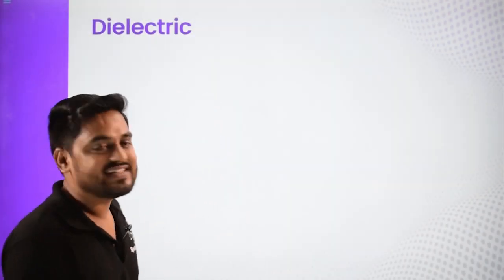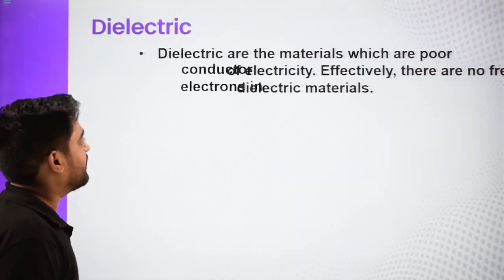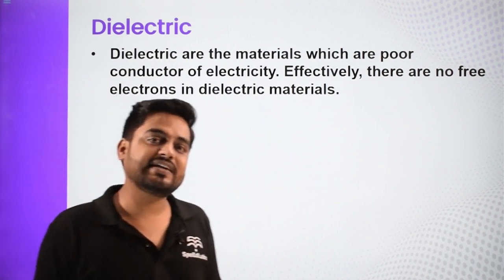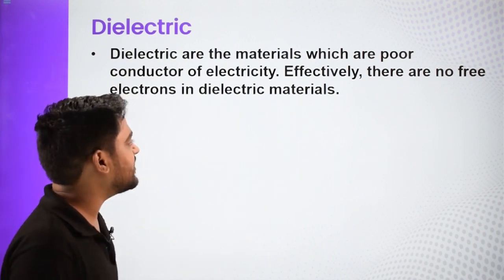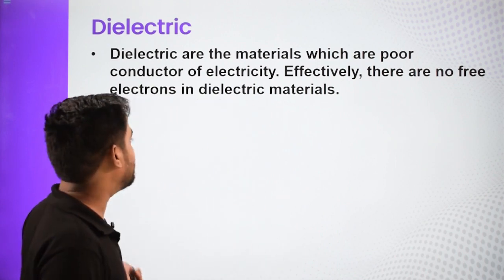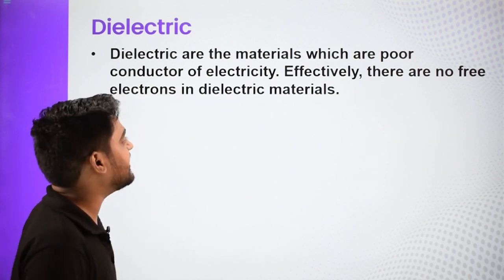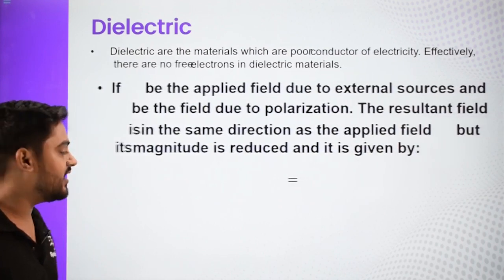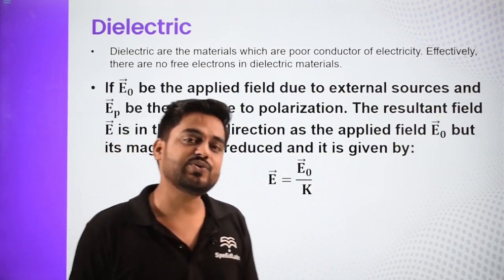So now let us discuss dielectric. What is a dielectric? Dielectrics are materials which are basically poor conductors of electricity. We don't have free electrons in dielectrics. So no free electrons, but there can be an induced electric field due to polarization.